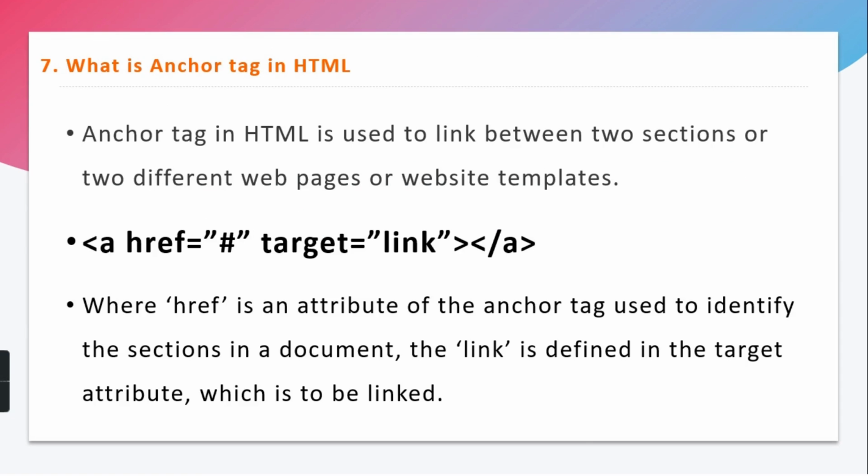The seventh question is, what is an anchor tag? The anchor tag in HTML is used to link between two sections, two different web pages or two different websites. This is the basic structure, and here href is an attribute of the anchor tag. It is used to identify the sections in the document. The link to be linked is defined in the target attribute.